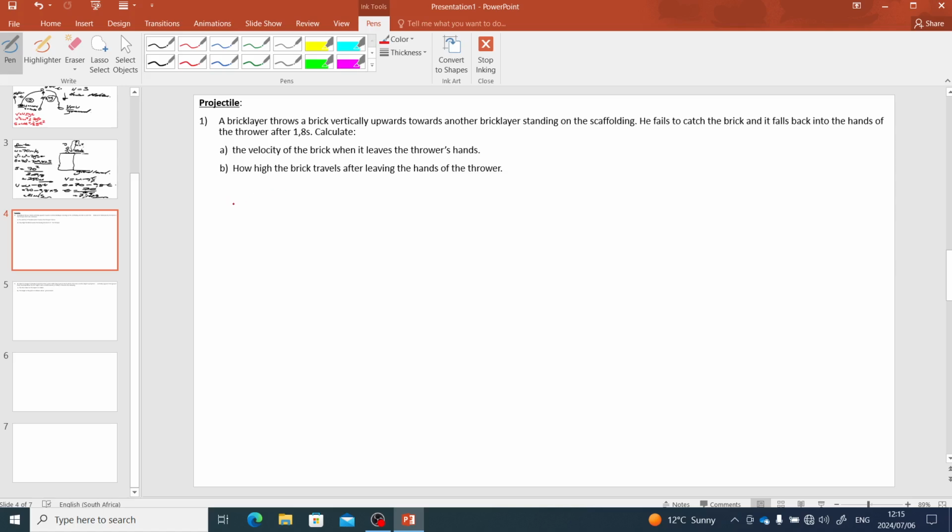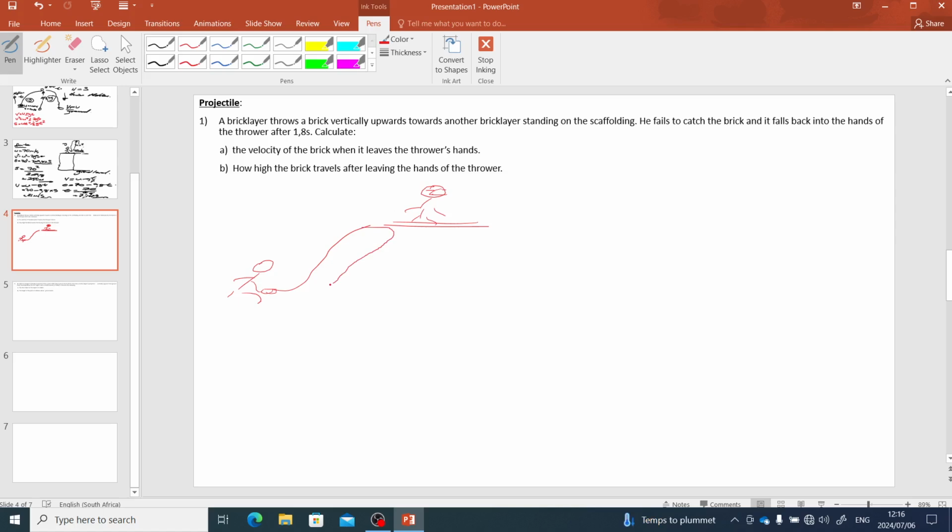Please bear with me. A bricklayer throws a brick vertically upwards. Here's a bricklayer on the ground floor, throwing a brick vertically upwards. There's another bricklayer standing on the scaffold. That one is blind. They say he fails to catch the brick and it falls back into the hands of the thrower.